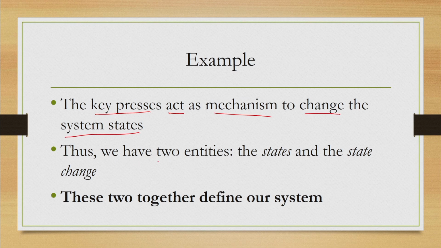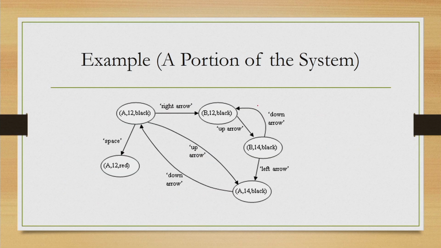So, essentially there are 2 entities, one is the states and the other is the state change. Together these entities define our system. So, in our system we have states and state changes, together they represent our system. Here we are showing a portion of the overall system. Remember that there are 416 states and an equally large number of transitions.